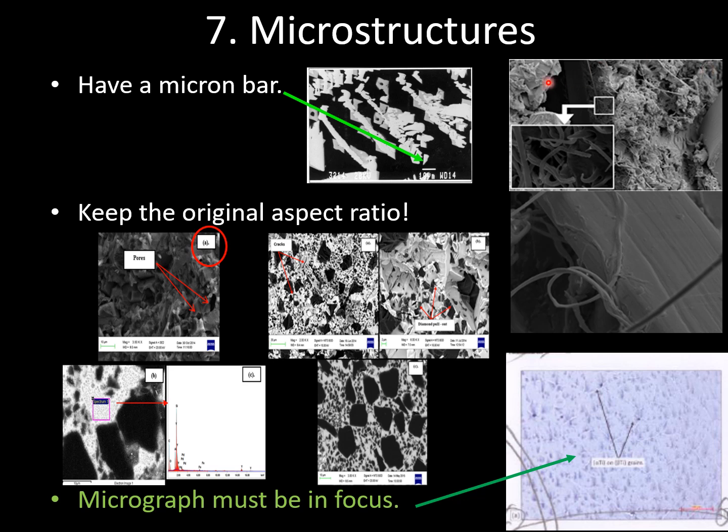And then you must keep the original aspect ratio. If you look at this, the aspect ratio would be the height to the length. You mustn't change that. I know it's very easy to change it in modern software. In the old days, when I started doing my research, we had negatives, and you'd have to really try to change that. You could do it, but it would be really difficult. So these days, it's so much easier to change it, and you mustn't. That aspect ratio must stay the same.